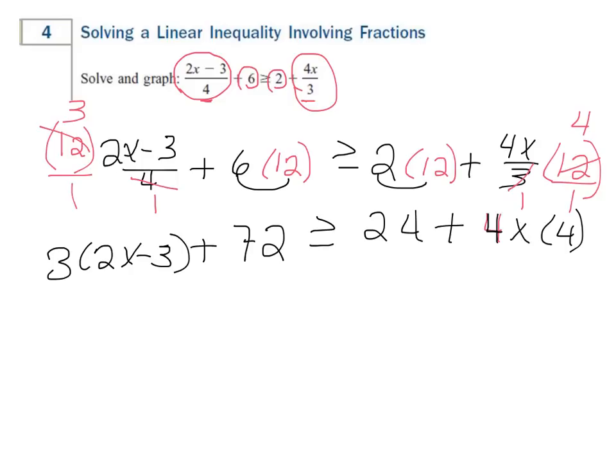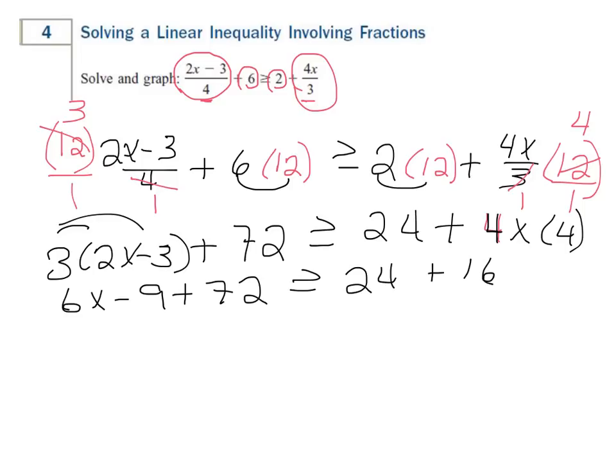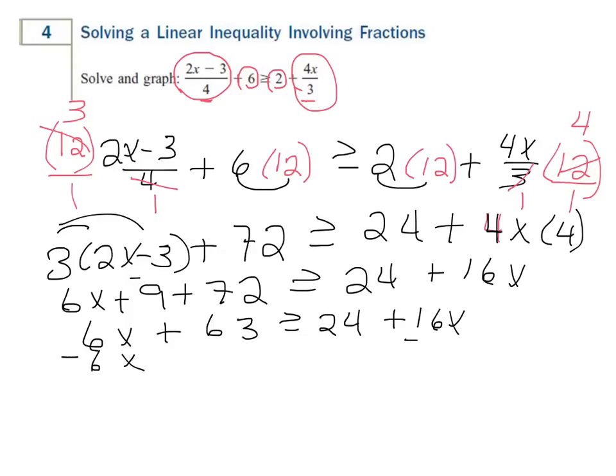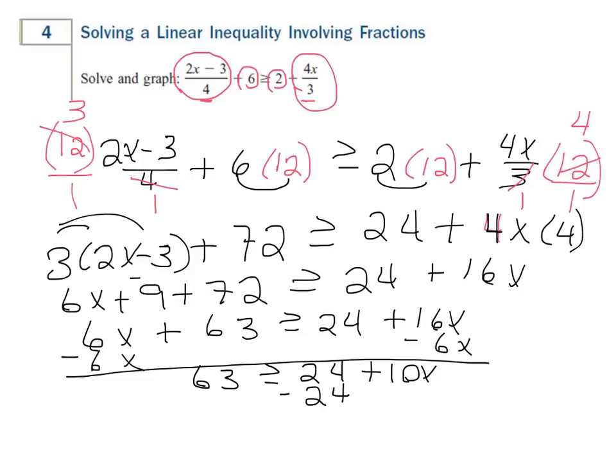So I've got 4x times 4. Okay, distribute. 6x minus 9 plus 72 is greater than or equal to 24 plus 16x. All right, combine: 6x plus 63 is greater than or equal to 24 plus 16x. Subtract 6x. So that I have 63 is greater than or equal to 24 plus 10x. Subtract 24, subtract 24. All right, and so we got 39 is greater than or equal to 10x.